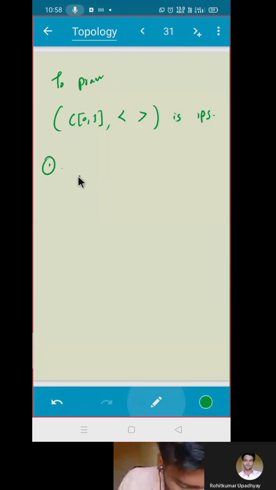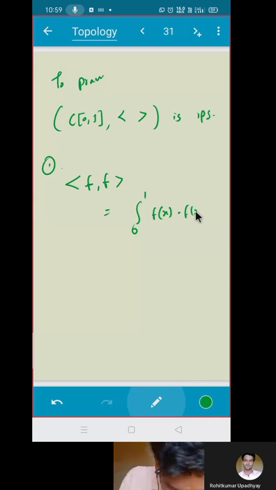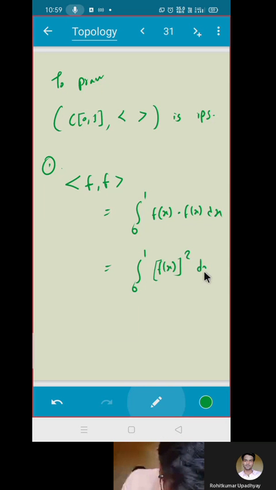Whether the inner product of f comma f is positive. Correct? The inner product of f comma f is going to be the integral from 0 to 1 of f of x into f of x dx. What is that? Integral 0 to 1 of f of x the whole square.